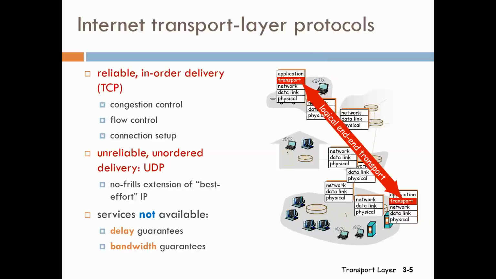So if you want a particular service, you can use UDP and then implement this service at the application layer. It's important to note that neither TCP nor UDP offer any guarantees or any services related to delay or bandwidth or even security. If you want security, there is an additional protocol to TCP that is called TLS, which provides the security.